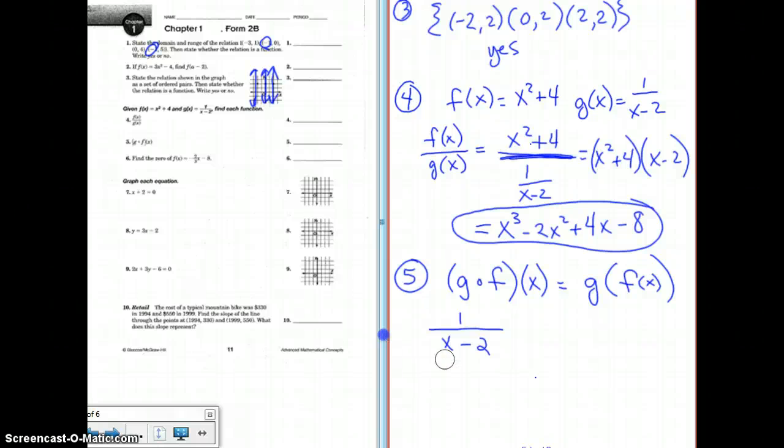So I'm going to take my x and put a set of parentheses there because I'm going to replace that with the f function, x squared plus 4, and simplify that. Really all I can do is simplify the denominator and get x squared plus 4 minus 2, which is x squared plus 2. So that's a composite function where you put a function in a function.